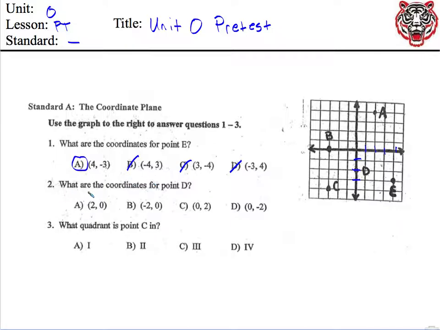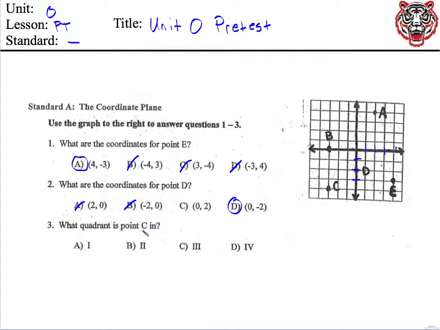So number 2, what are the coordinates for point D? We go over to the right, 0, and then we go down Y. So we're looking for a first coordinate of 0. Okay, so it's between C or D, and which one is it, class? It's D. We go -2.